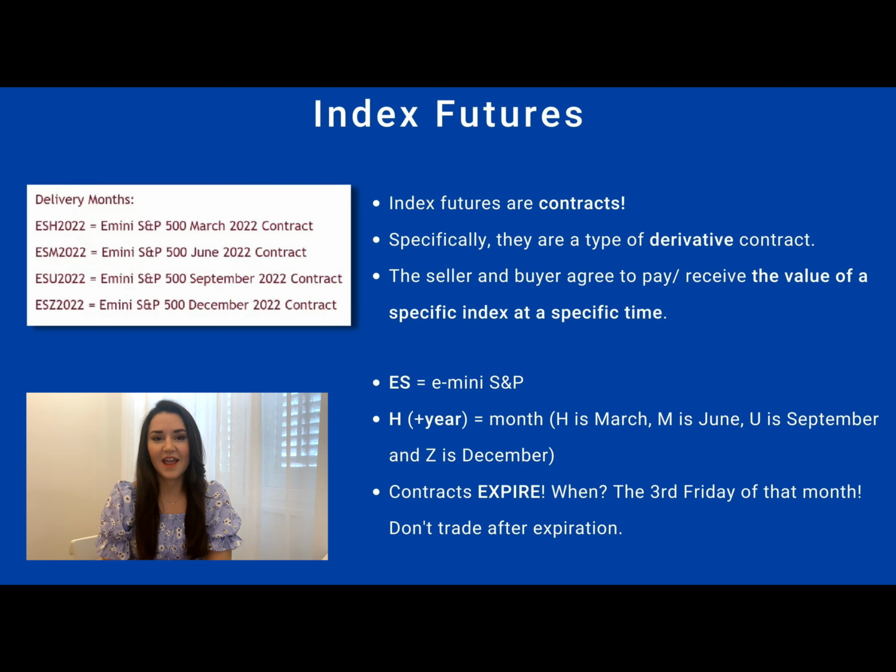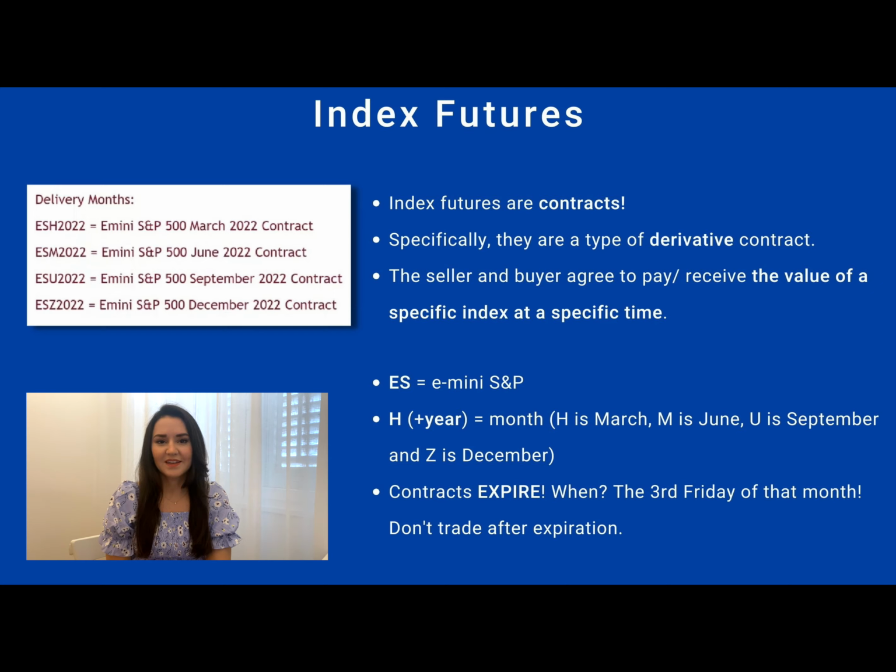Index futures are actually contracts, specifically a type of derivative contracts that are done between a buyer and a seller that agree to pay a specific price for a specific index at a specific time. Throughout the year, there are 4 delivery months, which are March, June, September, and December. Index futures as contracts expire, and they actually expire the 3rd Friday of that specific month. So remember, do not trade them after expiration date.